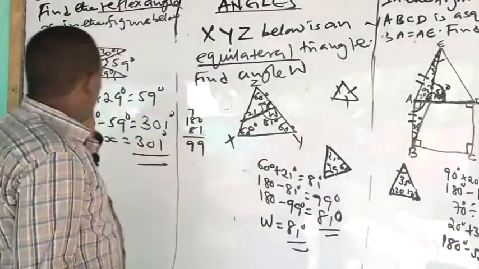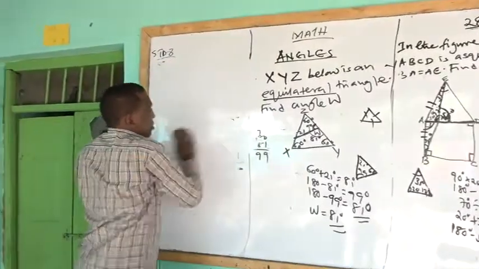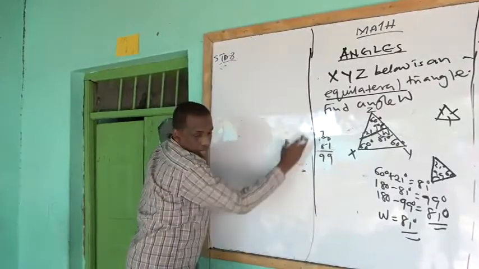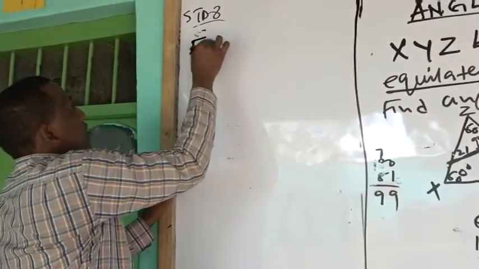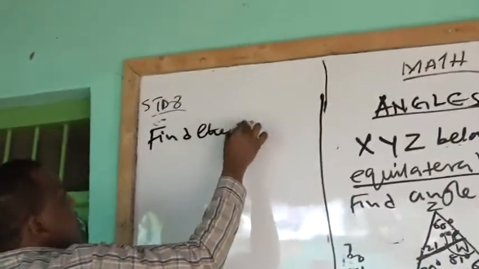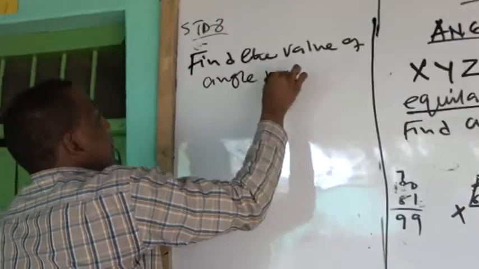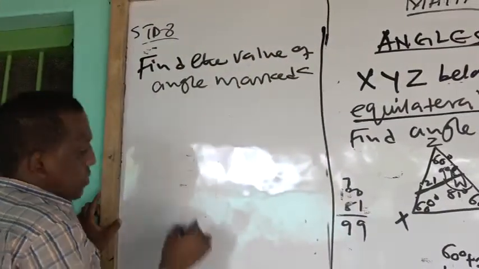So we shall be doing now the last one. Then we call it now a topic. Here you are told find the value of angle marked C.